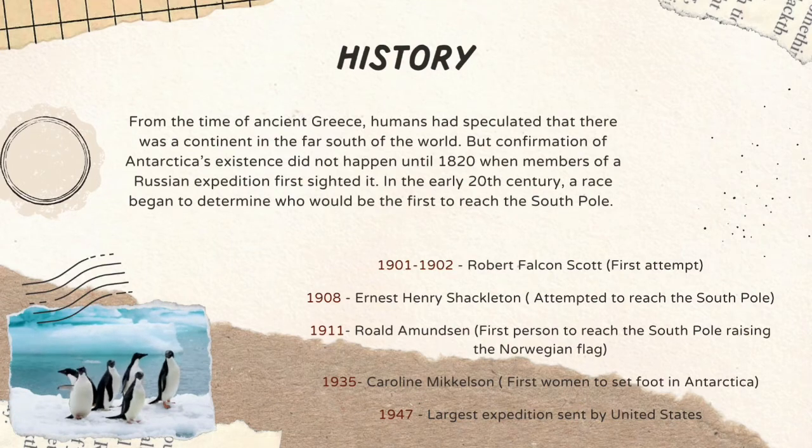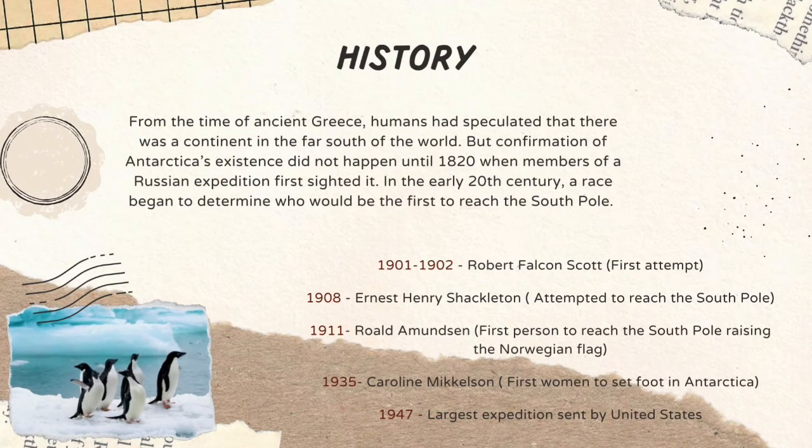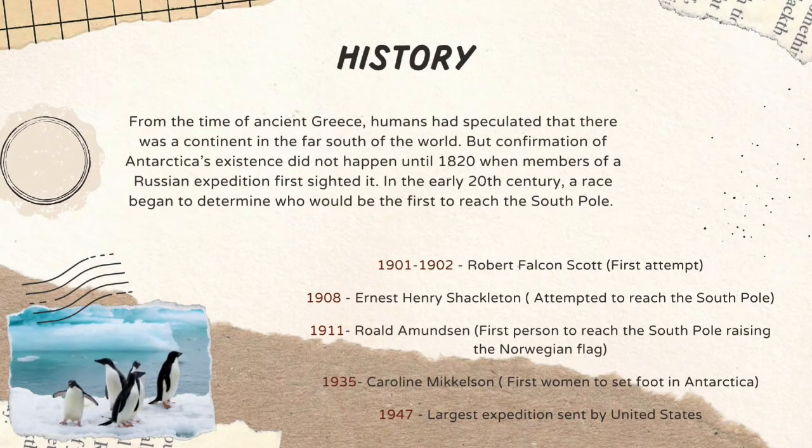From the time of ancient Greece, humans had speculated that there was a continent in the far south of the world, but confirmation of Antarctica's existence did not happen until 1820, when members of a Russian expedition first sighted it. In the early 20th century, a race began to determine who would be the first to reach the South Pole.